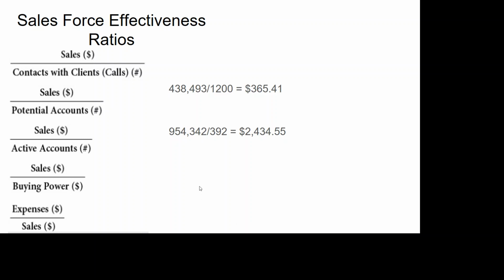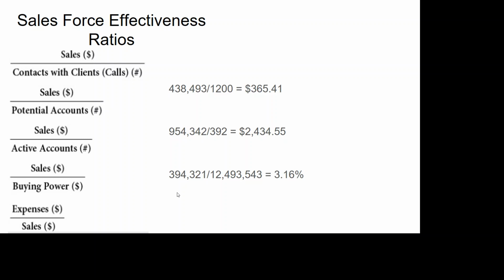Okay, sales divided by buying power. A salesperson makes $394,321 in sales in his territory. The total territory buying potential is $12,493,543. That gives a sales divided by buying power effectiveness ratio of 3.16%.